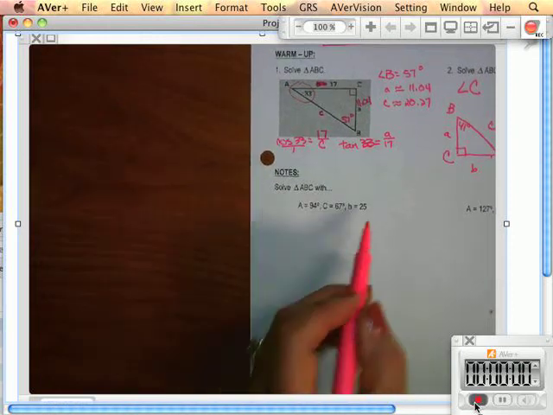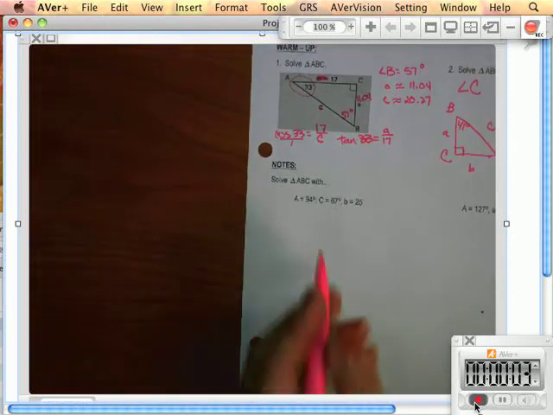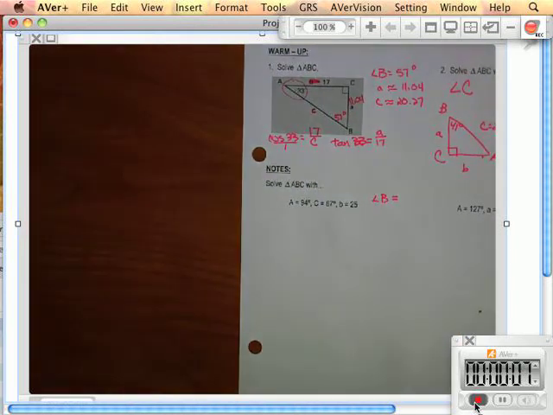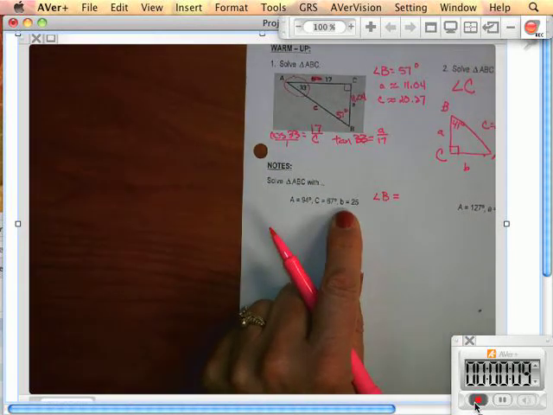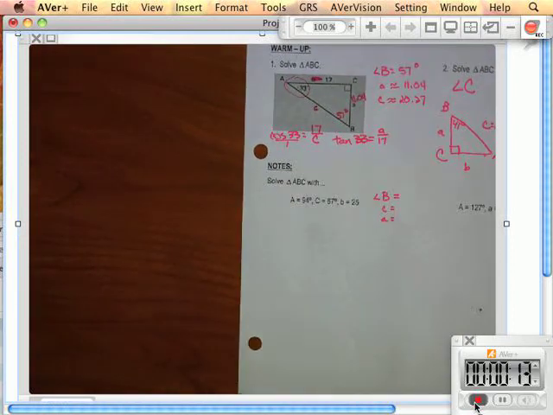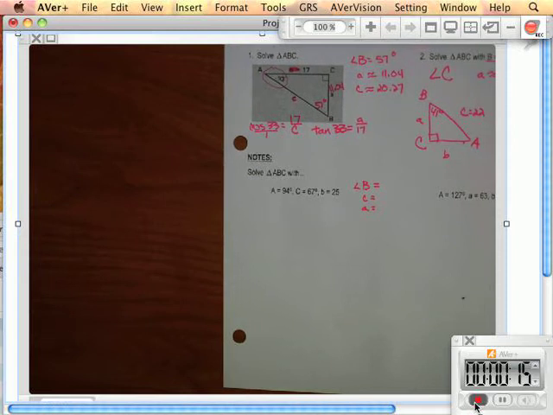Given A and C, what I need to find out is angle B. I like to make a little list of what I need to know. We were also given side B, so I need to know side C and side A. Those are the things I need to find out if I'm solving this triangle.